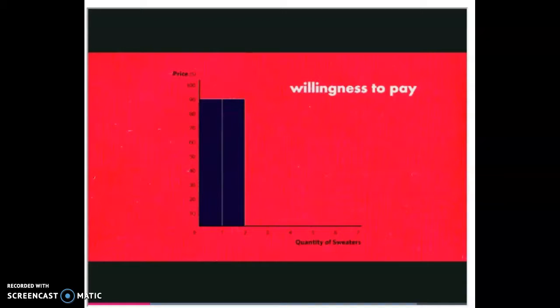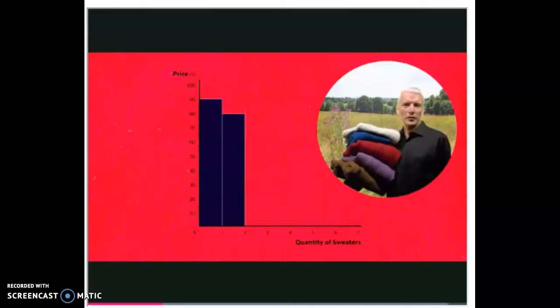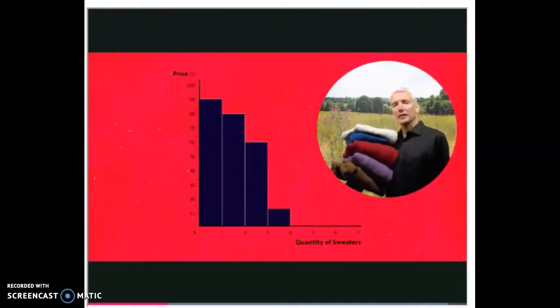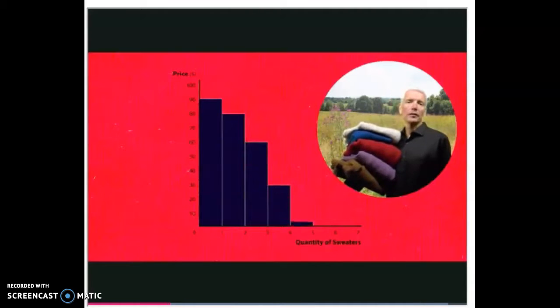$90? Probably not, because now you already have a sweater in your wardrobe, but still it would be nice to have more for variety. So let's say you'd pay $80 for a second sweater. As you get more and more sweaters, the usefulness of another one declines because your needs and wants are increasingly satisfied. So naturally, you'd be willing to pay less and less for one more sweater.